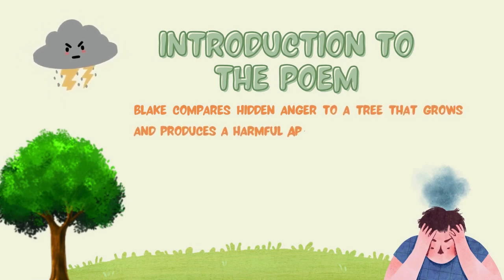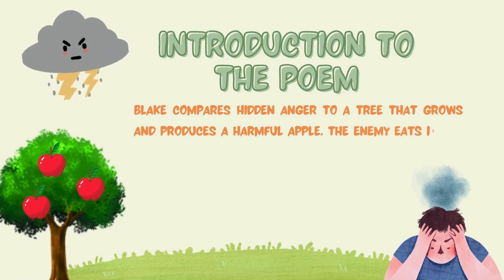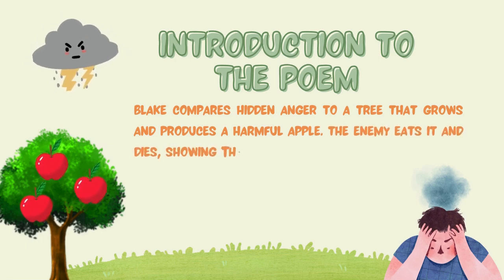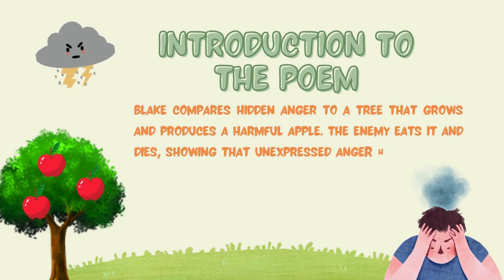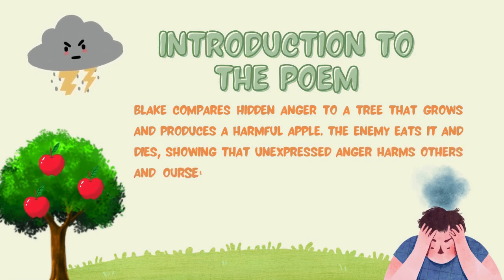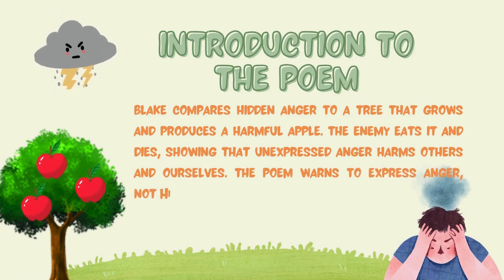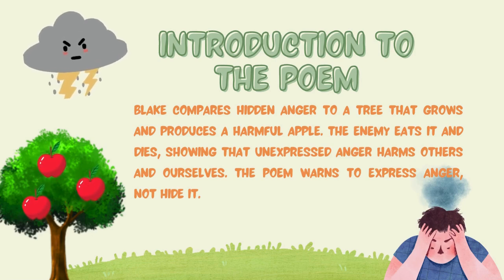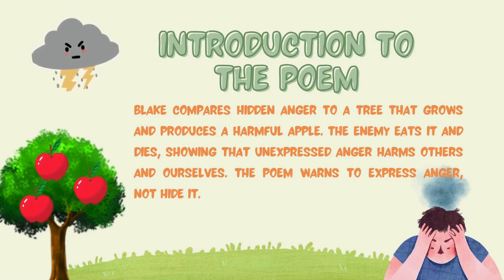Eventually, the tree produces a shiny apple, symbolizing the harm that hidden anger can cause. The enemy takes the apple and dies under the tree, showing that unexpressed anger can hurt both others and ourselves. The poem's message is clear: it's better to talk about our anger than let it grow into something dangerous.